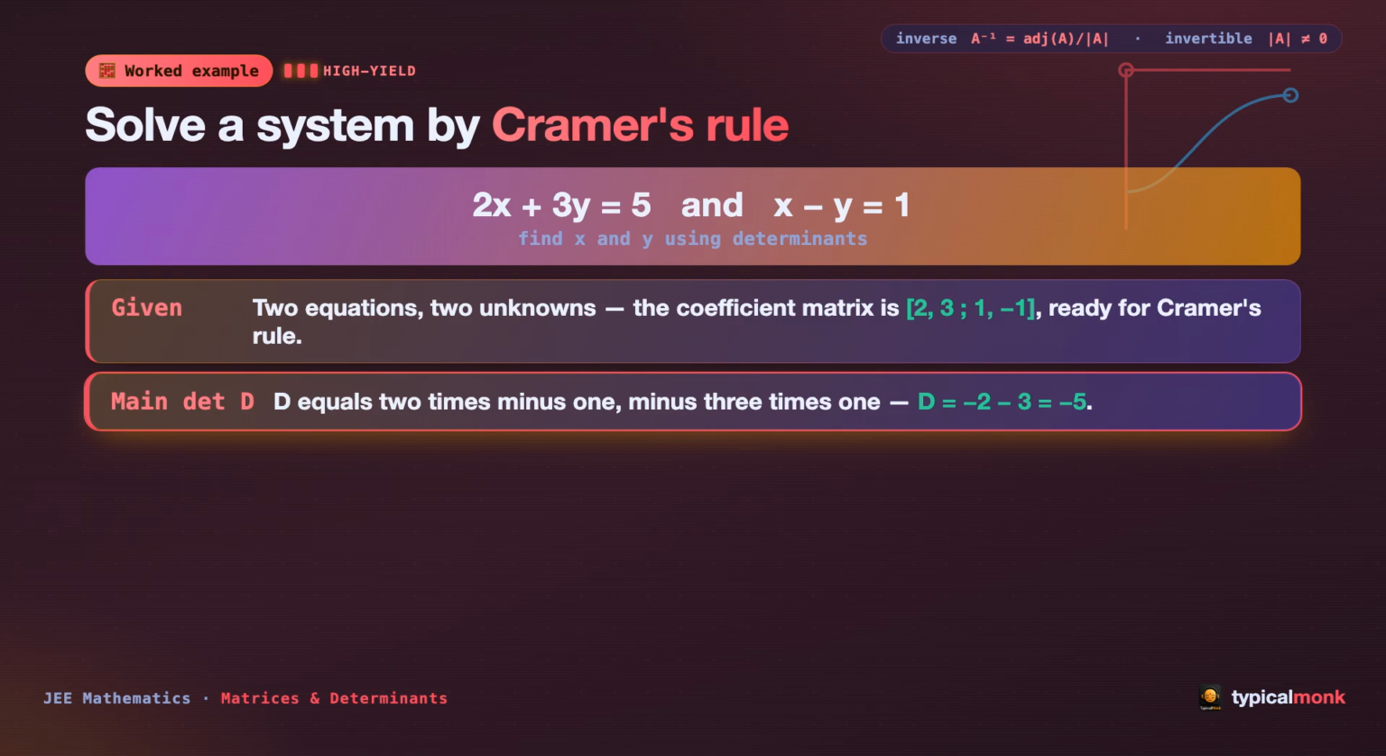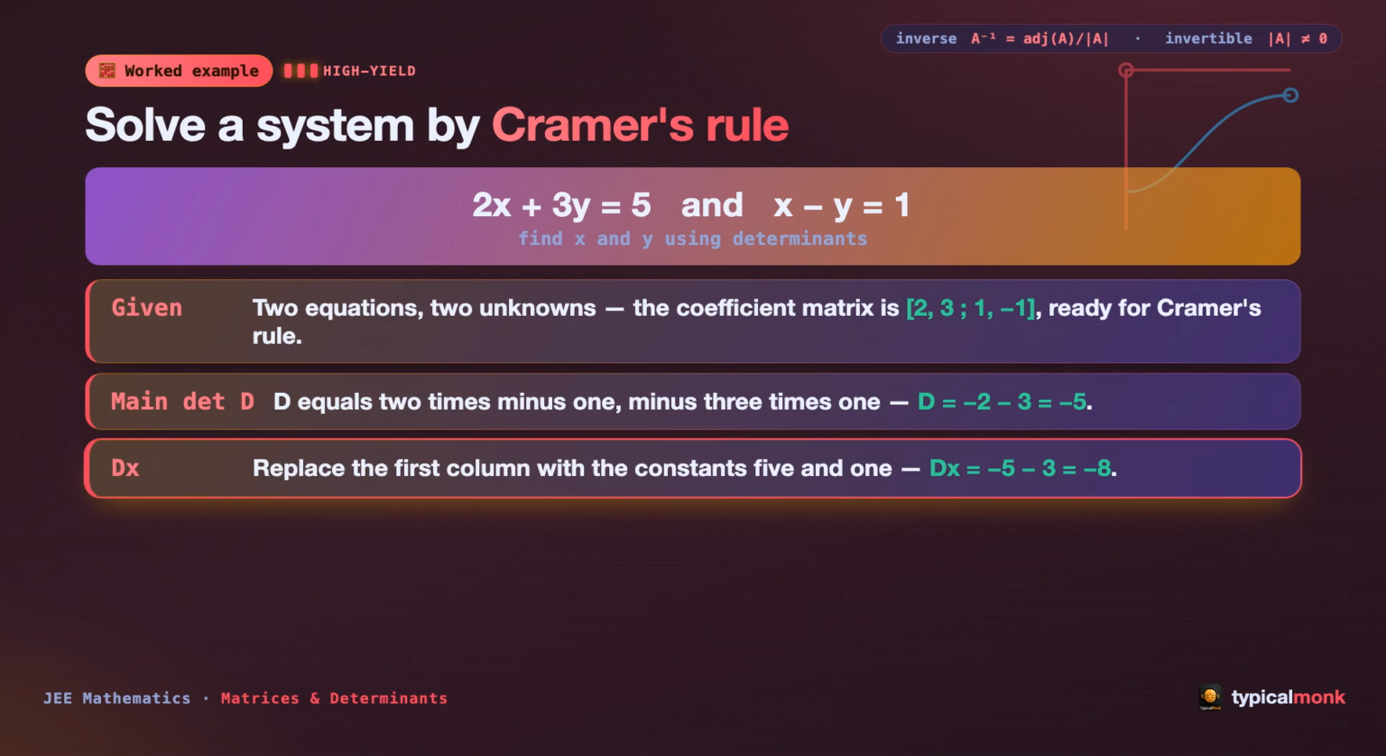Multiply along the main diagonal 2 times -1, then subtract the product of the other diagonal 3 times 1. D equals -2 minus 3, which is -5. Step 3. Find Dx. Replace the first column, the column of x's coefficients, with the constants 5 and 1, and take that determinant. Dx equals 5 times -1 minus 3 times 1, which is -8.